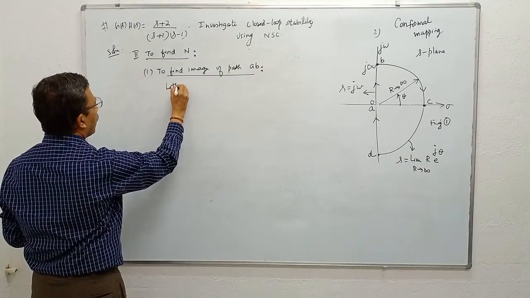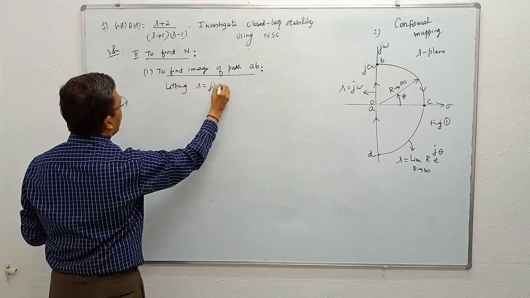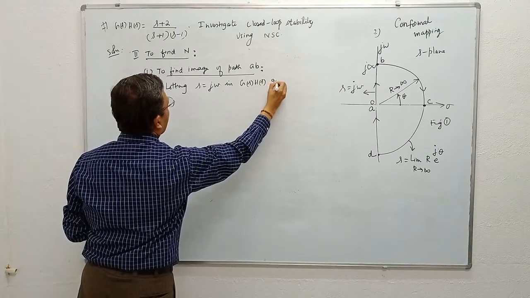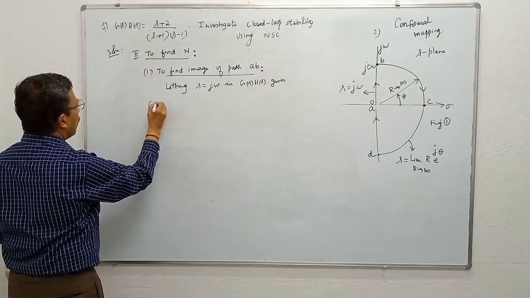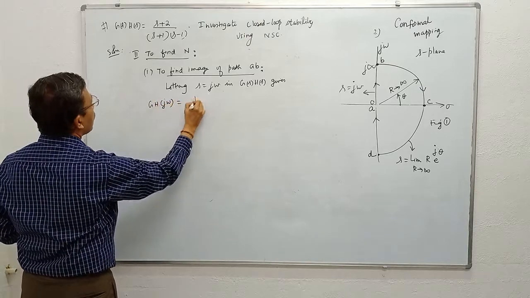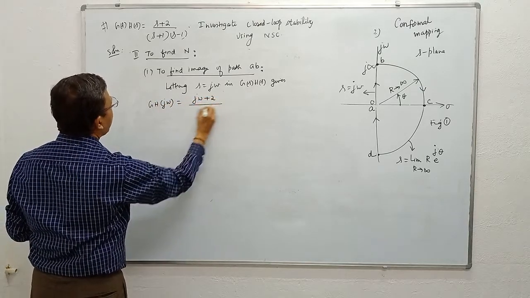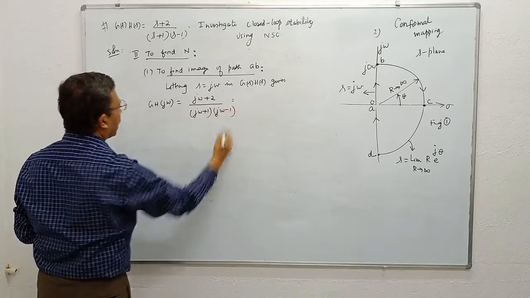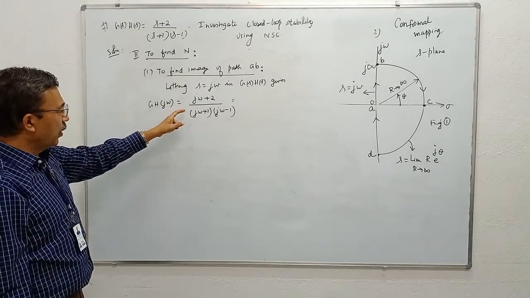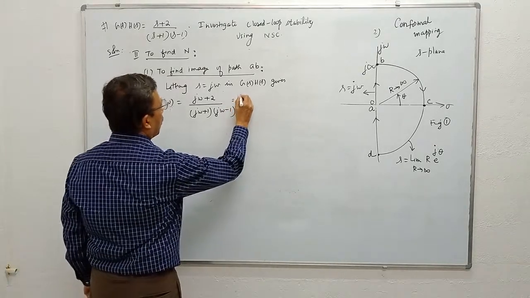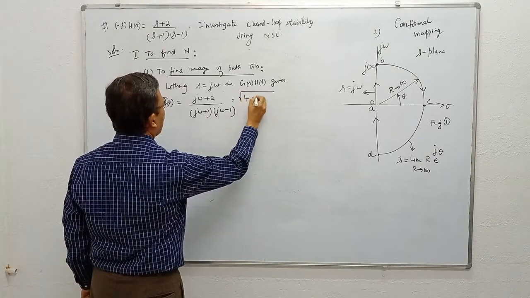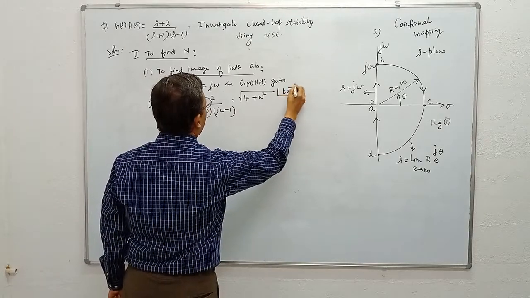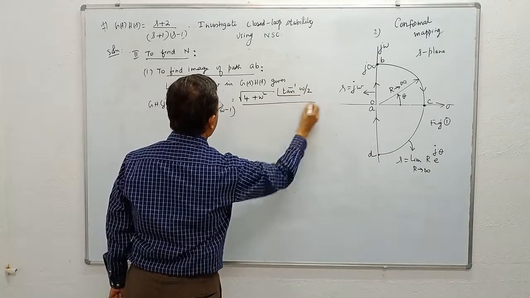Letting S is equal to j omega in G of S, H of S gives GH of j omega is equal to (j omega plus 2) divided by (j omega plus 1) into (j omega minus 1). Next, express each complex number in polar form. Numerator: square root of real part square 4, imaginary part square omega squared. Angle is tan inverse of imaginary part by real part.